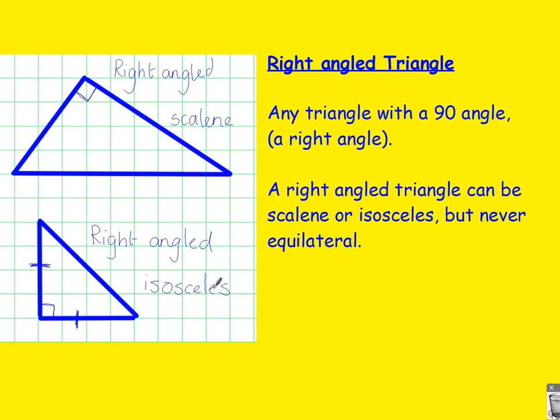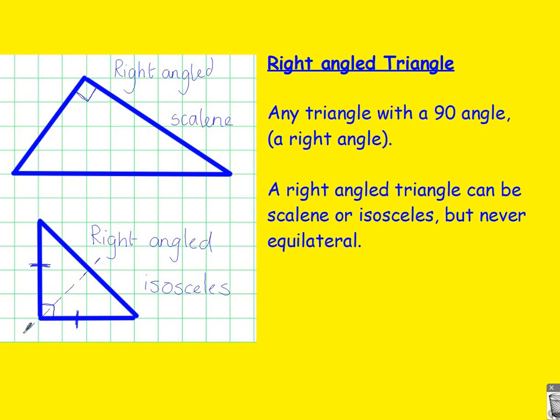Now we can't be general here with the lines of symmetry because obviously scalene triangle has no lines of symmetry, but an isosceles triangle does have a line of symmetry, and I will mark it on this diagram here. It goes from the corner to the opposite side. So there could be a line of symmetry on a right angle triangle, but not always.